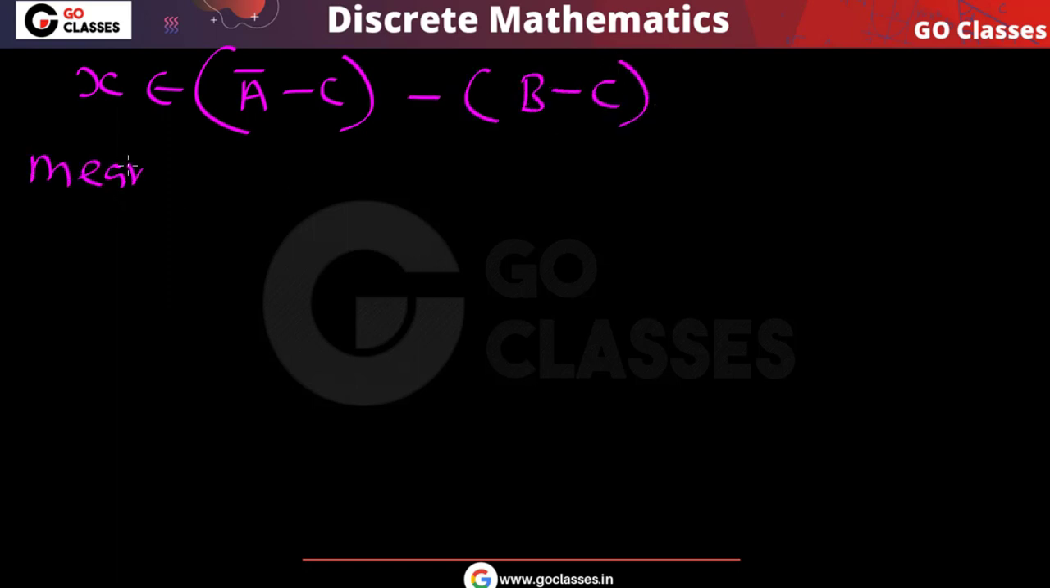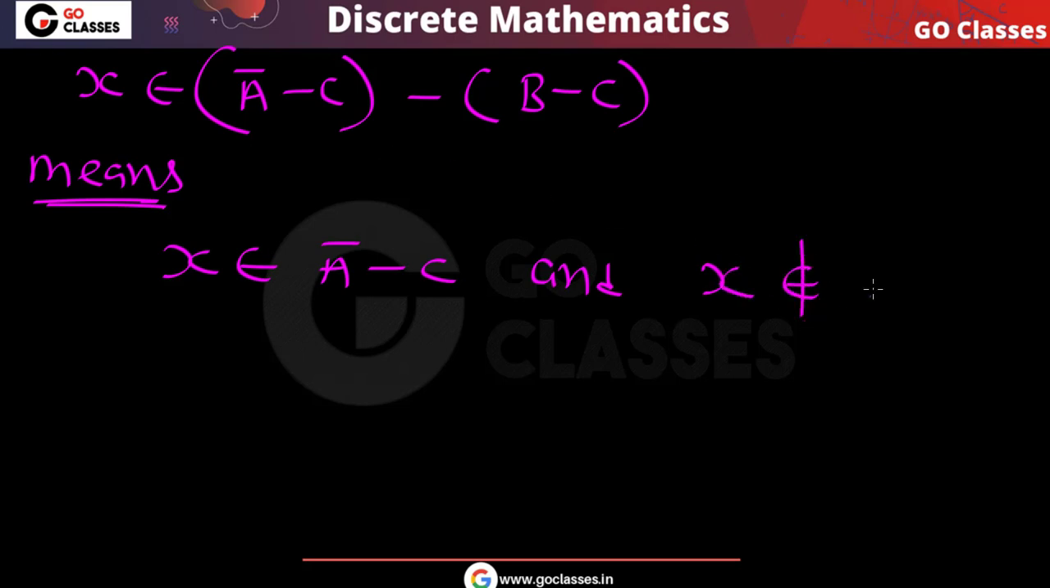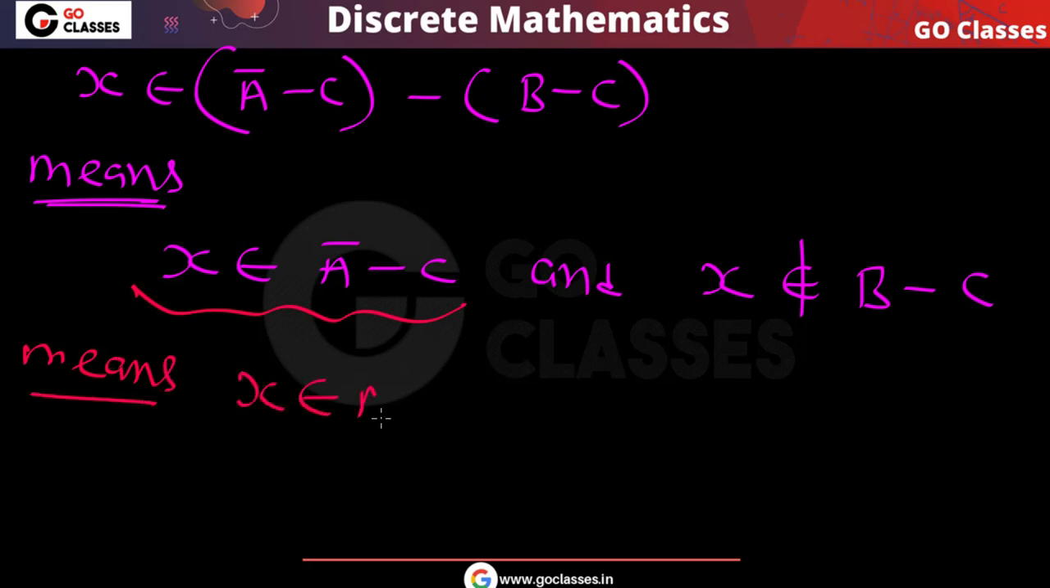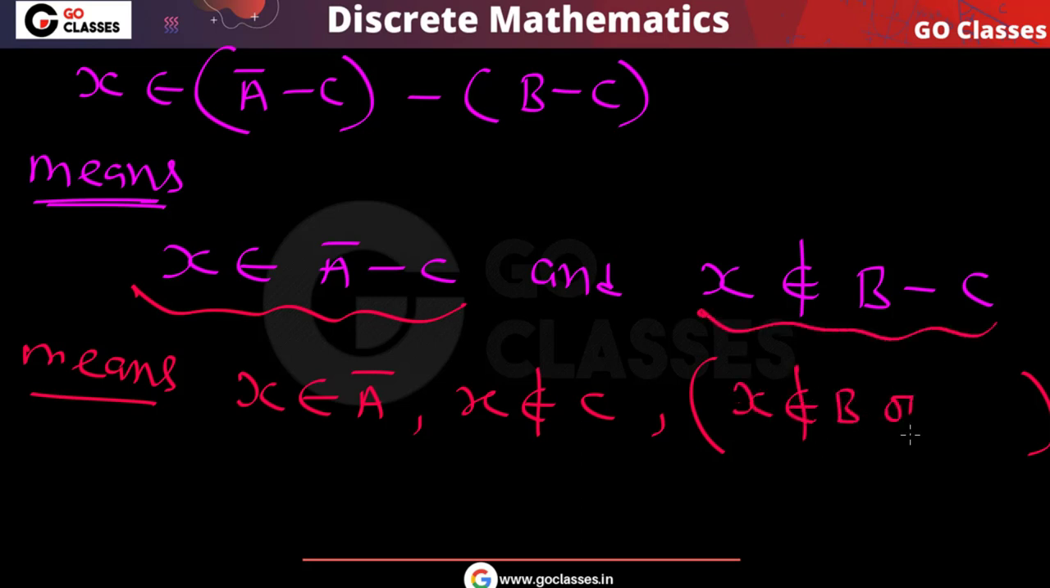So from this, x belongs to A bar minus C, this, minus B minus C. What does this mean? This means that x belongs to A bar minus C, and x does not belong to B minus C. Now, x belongs to A bar minus C will mean that x belongs to A bar and x does not belong to C. And x does not belong to B minus C means that either x does not belong to B or x belongs to C.